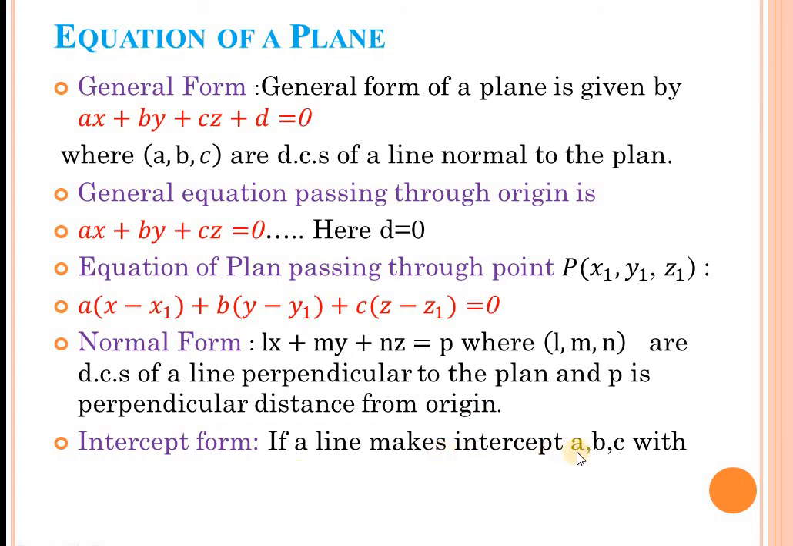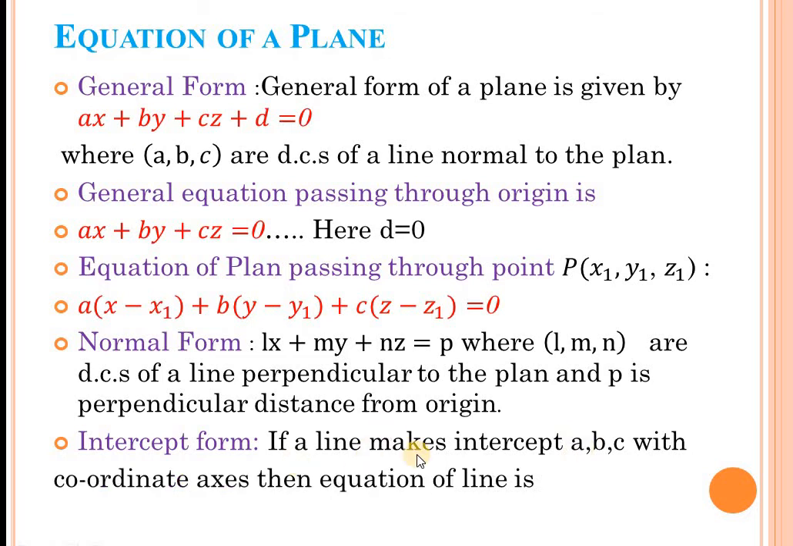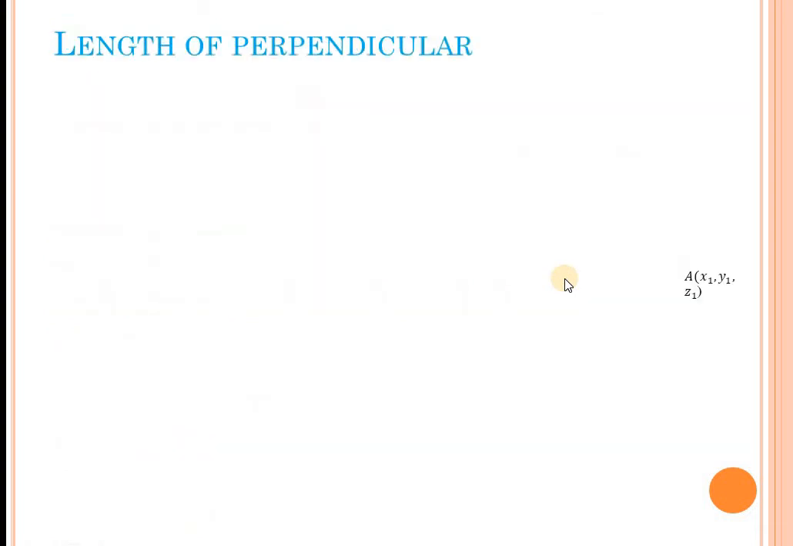If the plane intercepts the x, y, z axes at points a, b and c, then the equation of the plane is x by a plus y by b plus z by c is equal to 1. If I find the x intercept, I put y, z as 0. And if I find the intercept with the z axis, I put x, y as 0. So in this way we get intercepts.